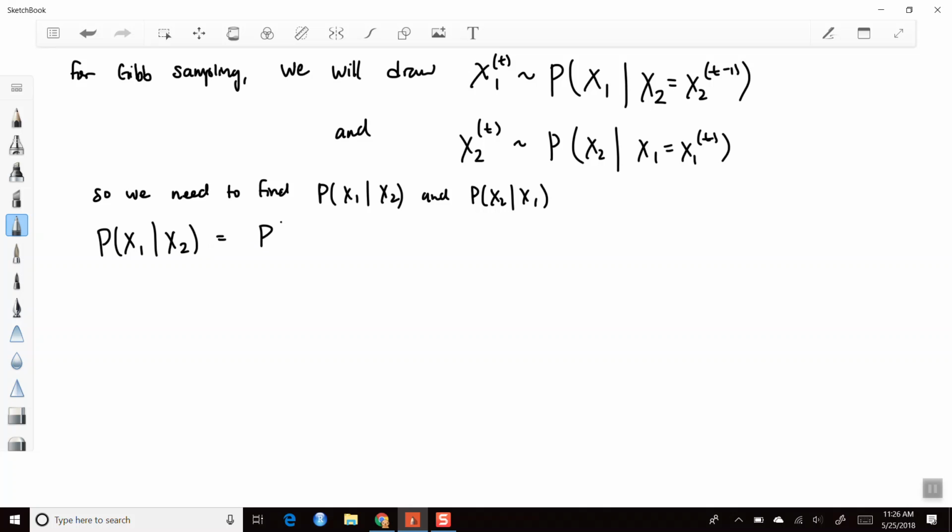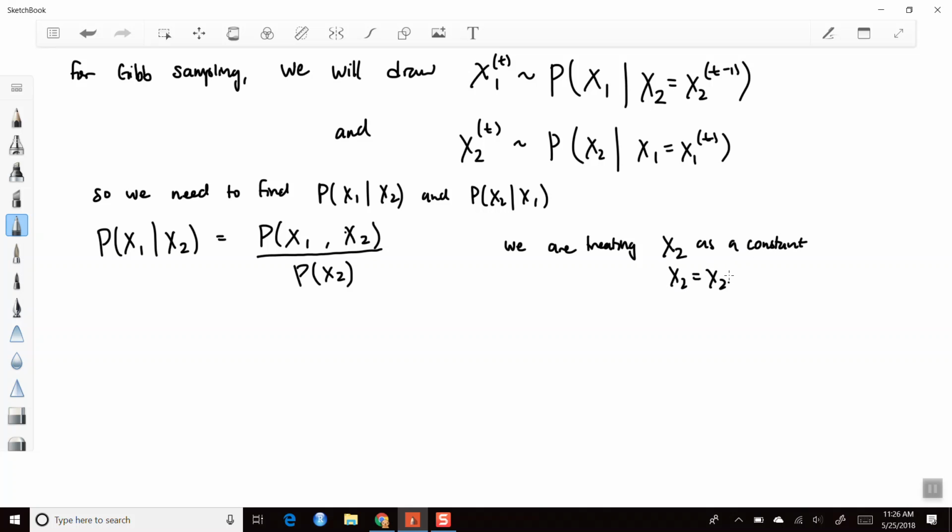Okay. All right, so this, just using the definition, is going to be our joint distribution divided by the univariate distribution of x2. Now keep in mind, we are treating x2 as a constant. Okay, x2 is being set equal to the constant value of x2 at time t minus 1. So we're treating x2 as a constant.